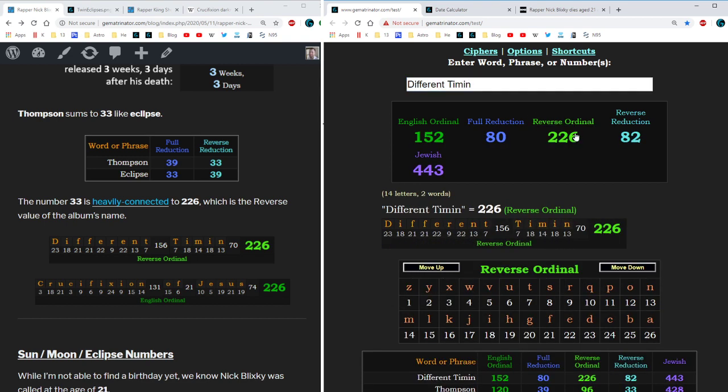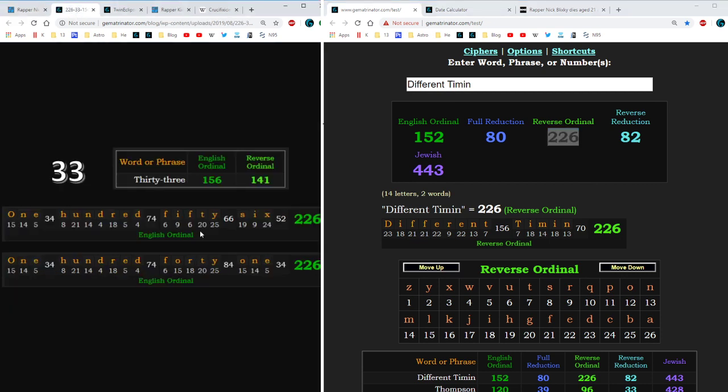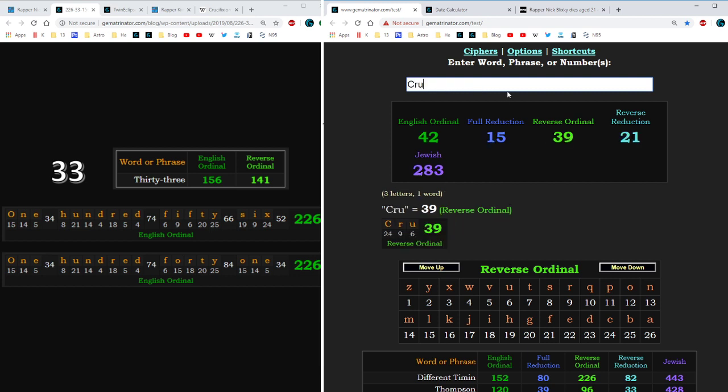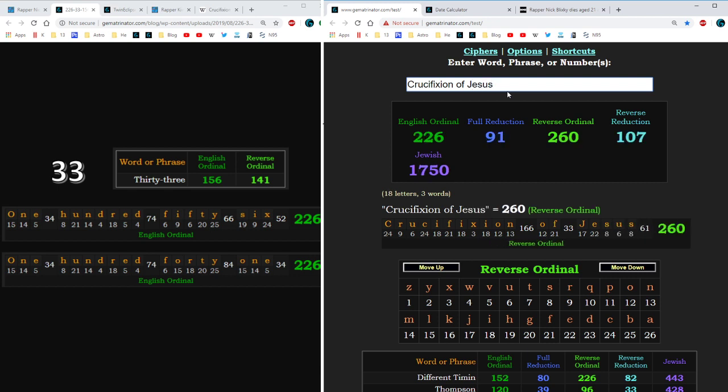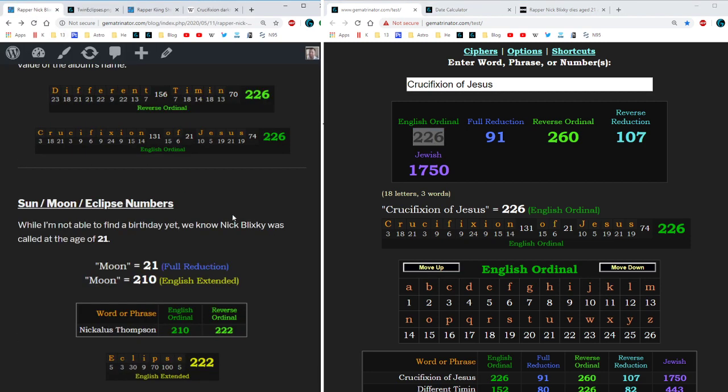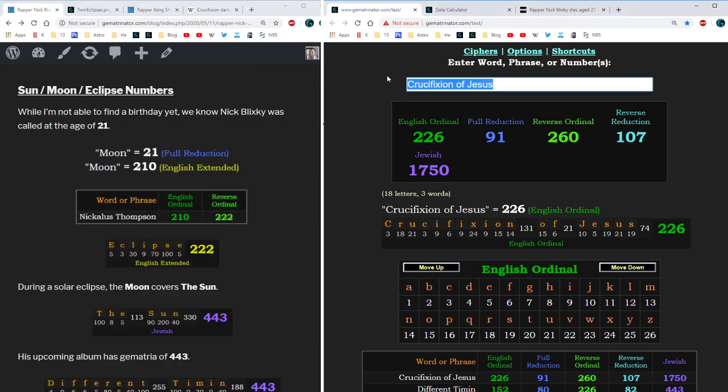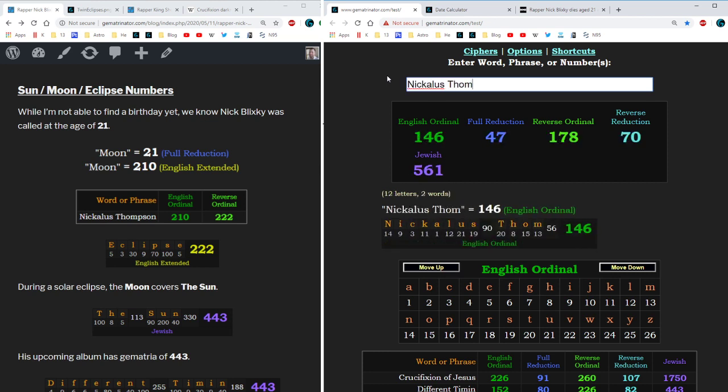In the reverse alphabetic order, Different Timin equals 226. 226 is a number that's connected to 33 through gematria. Furthermore, crucifixion of Jesus equals 226 in ordinal. It's also worth looking at his real name's gematria, Nicholas Thompson, summing to 210 in the alphabetic order.